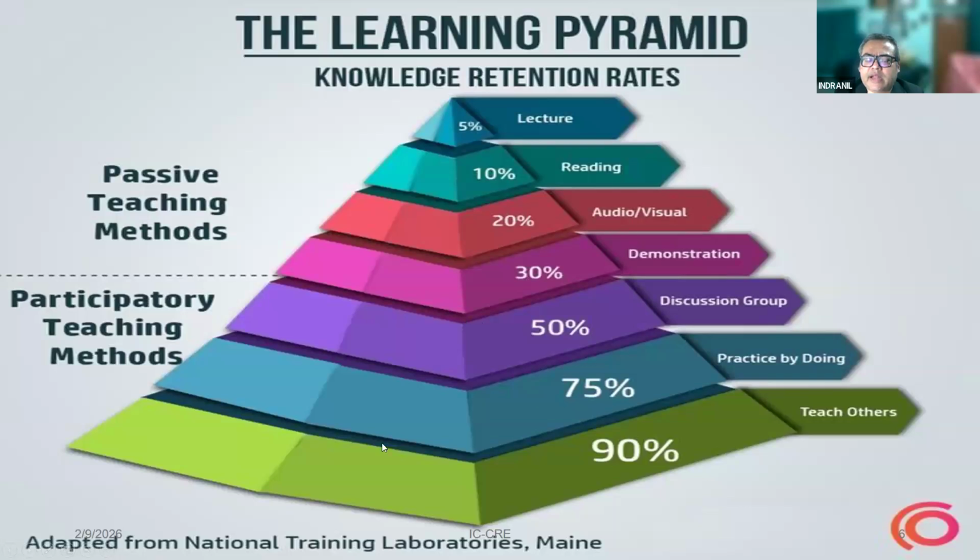So this is the learning pyramid adapted from the National Training Laboratories, and you see that only 5% is under the passive teaching methods: the lecture, reading, audiovisual, etc. And the highest level of learning is with participatory teaching methods, when we teach others. That is very important, that we can have a lot of discussions, a lot of practice, and that we can learn a lot of different things.